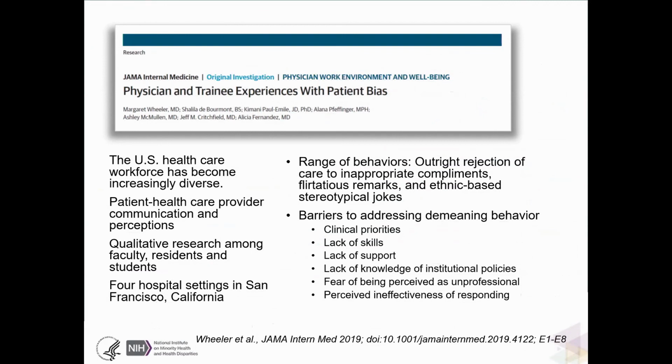And the reported patient behaviors range from outright rejection of care to inappropriate compliments, flirtatious remarks, and ethnic-based stereotypical jokes. They also reported barriers to addressing demeaning behavior, which included the clinical priorities. That means that they didn't have time to deal with the situation, lack of skills, lack of support, lack of knowledge of institutional policies, fear of being perceived as unprofessional, and perceived ineffectiveness of responding.